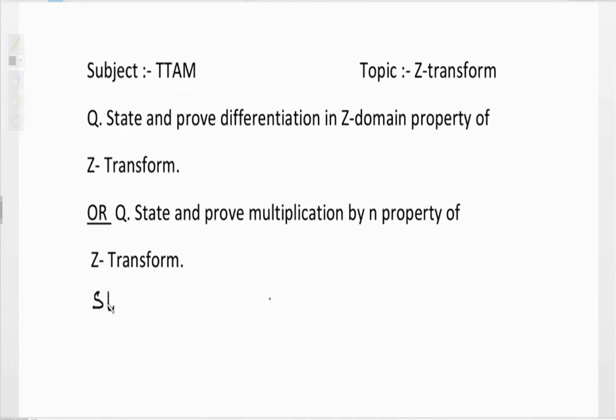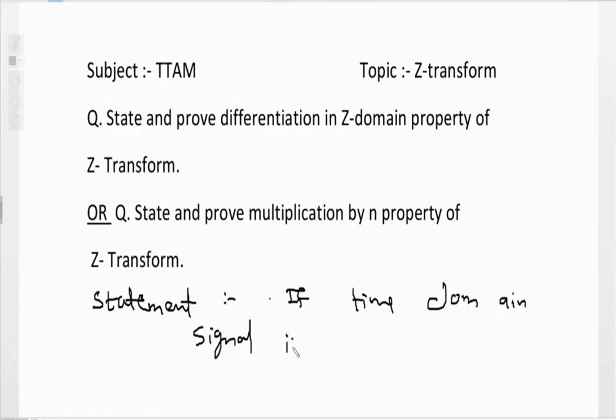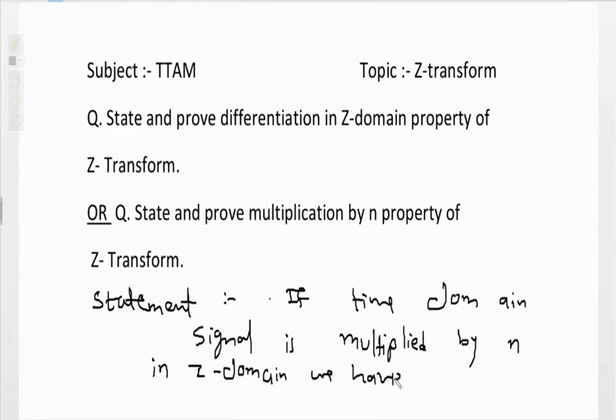So the statement is: if the time domain signal is multiplied by n, then in the Z domain we have differentiation. Very simple statement. We are multiplying the time domain signal by n, then in the Z domain we have differentiation.